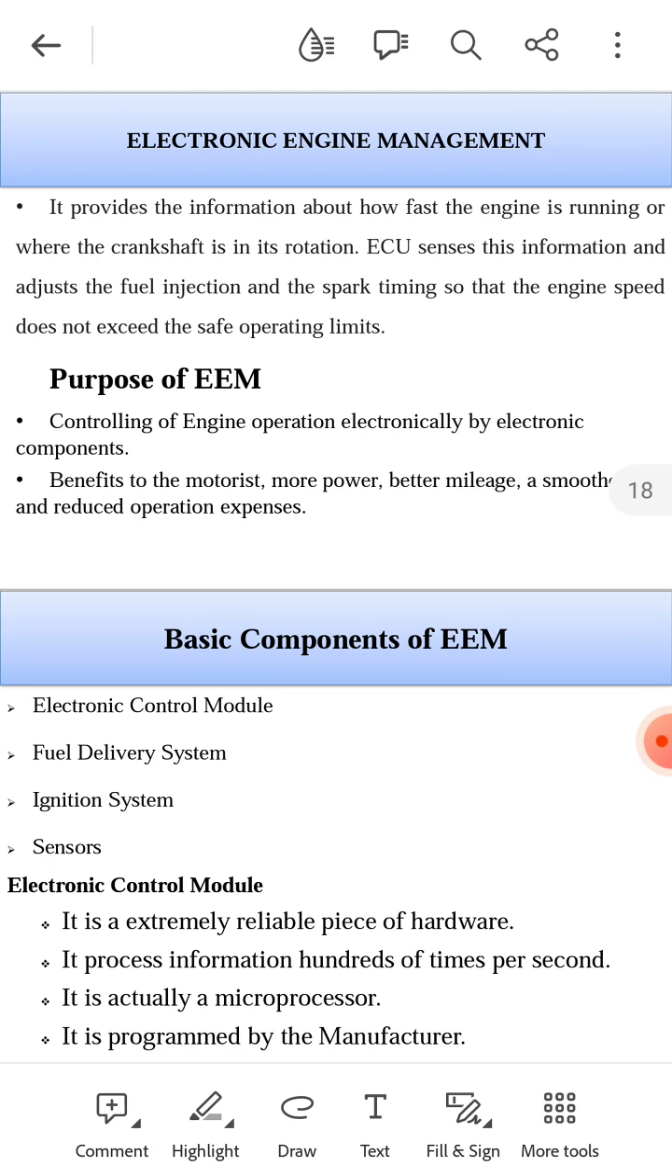Electronic control module: it is an extremely reliable piece of hardware. It processes information hundreds of times per second. It is actually a microprocessor. It is programmed by the manufacturer.